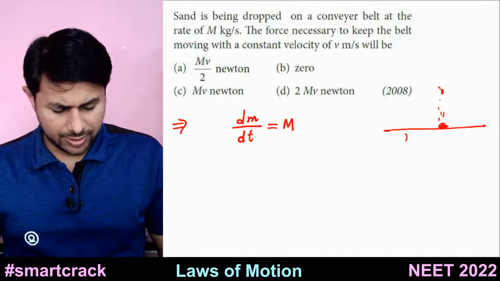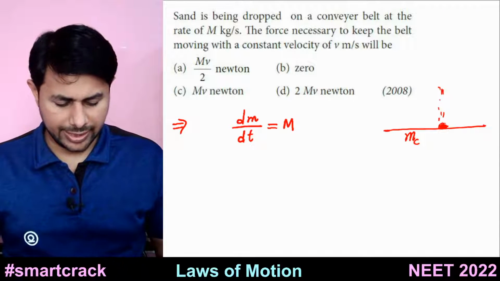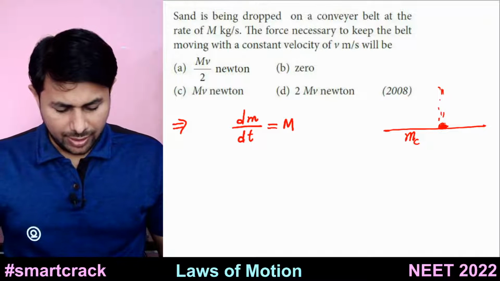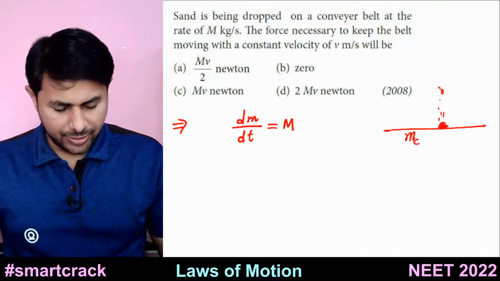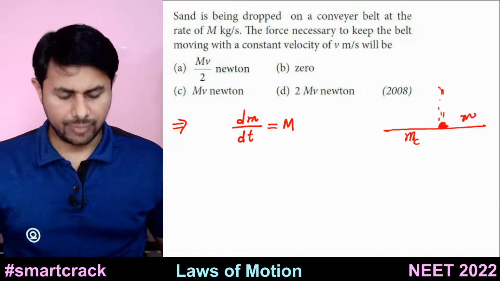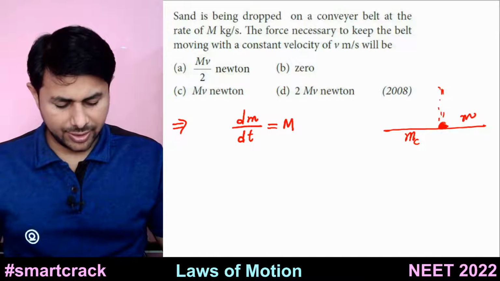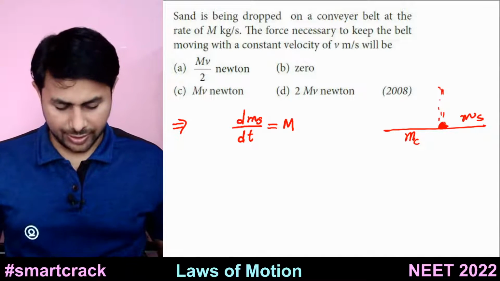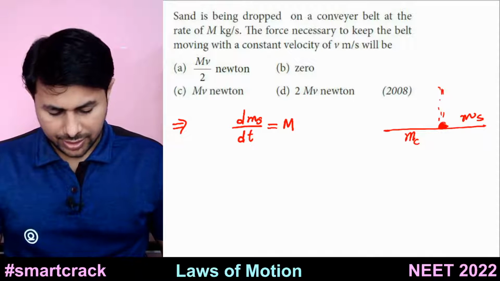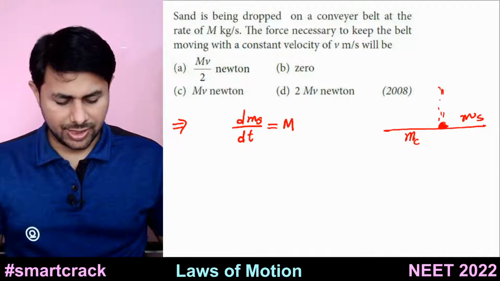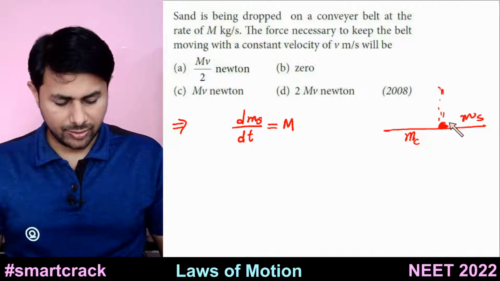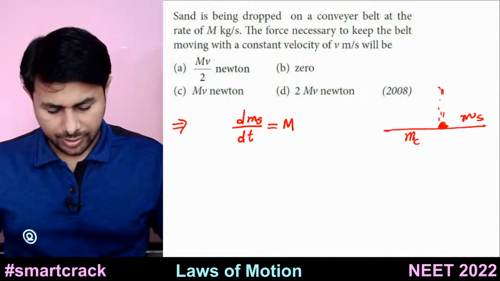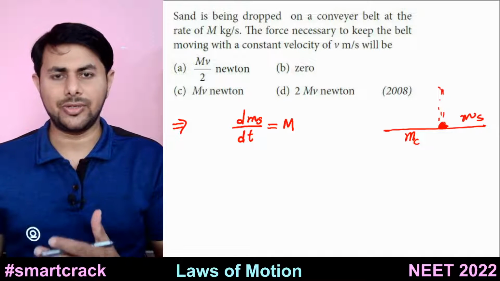Let's call it m, and pick c, which is constant. The mass of sand collected over here is, suppose, m, or let's call it ms. Ms is the mass of sand. Now the question is, if the velocity of the conveyor belt plus the sand, the total velocity, is constant, then what force is necessary to keep it constant?